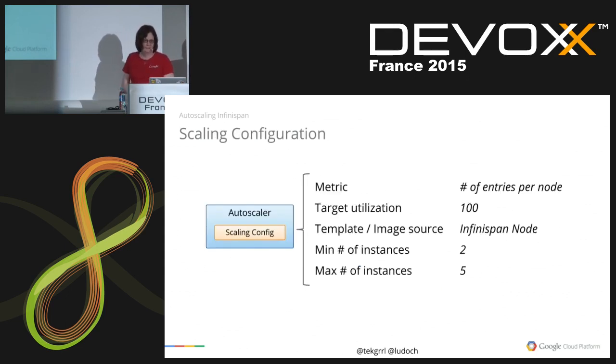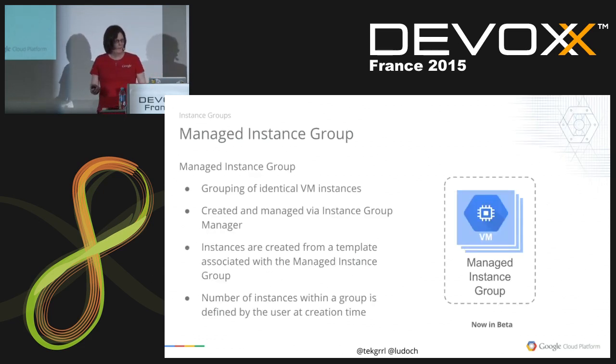So the auto-scaling configuration looks something like this for our specific scenario. It could be different. We'll go through that in a second. The number of entries per node is going to be 1,000 for us. Target utilization will be 100%. The image source, the template we're going to use for creating new instances, will be the Infinispan node template that we've created. We'll go through that in a second. Then there is a maximum and a minimum number of instances. So this is the pool size, how much we can grow elastically.